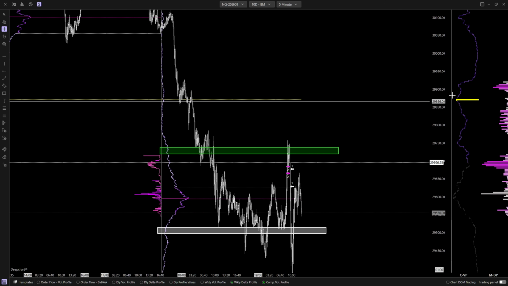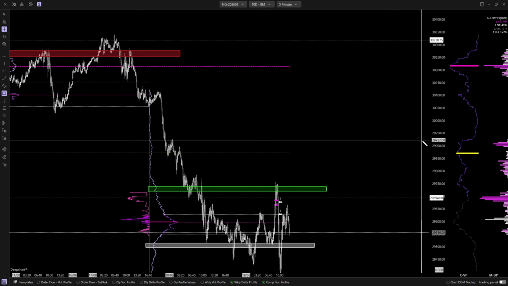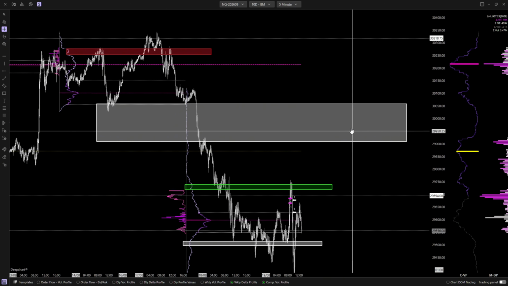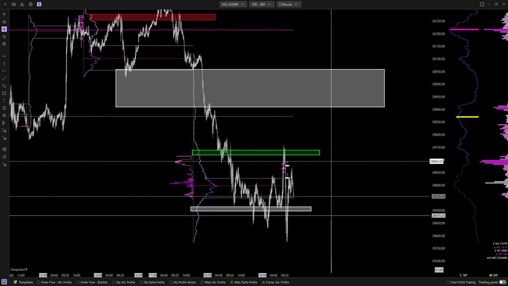But in terms of the yearly composite, we can see that here we had an area of low participation. And what did price do? We fully sliced through it and used it as an area to just completely dump. And that is what happened with sellers showing their hands. And we fully dumped here.